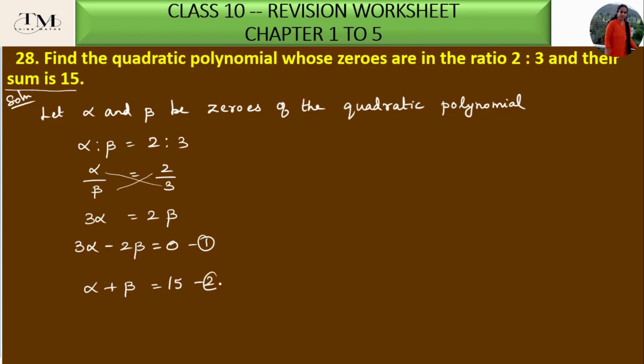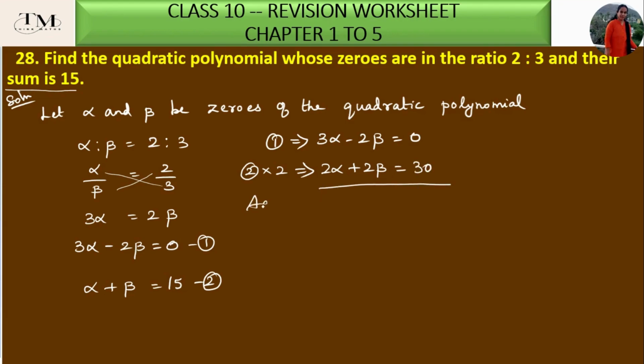So we got two linear equations in alpha and beta. So if we solve these equations, we will get alpha and beta. So how do we solve? We can easily multiply the second equation by 2, because we have here minus 2 beta, so we will get plus 2 beta. If you add, then 2 beta will be cancelled. So I am going to keep the first equation as such. So 3 alpha minus 2 beta is equal to 0. The second equation I am going to multiply by 2. So 2 alpha plus 2 beta, and 2 into 15 is 30.